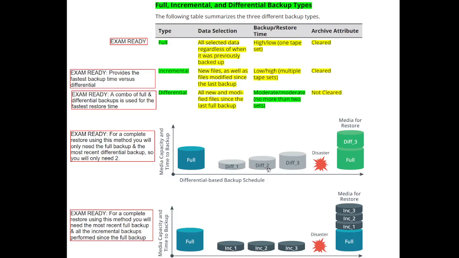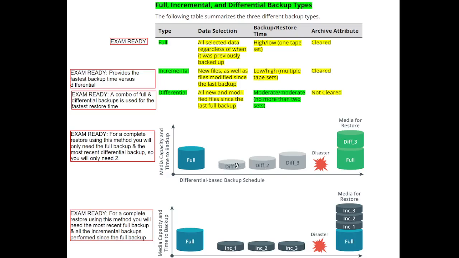Thursday morning, you have a disaster. All you have to restore is Saturday night's full backup and Wednesday night's differential backup. You're back up and running. It's always two sets, no matter what, full differential: last full, last differential. It is slower to back up during the week. It also takes more space.